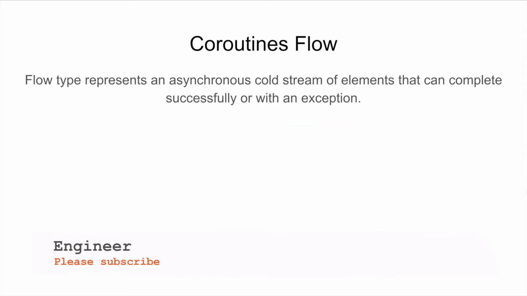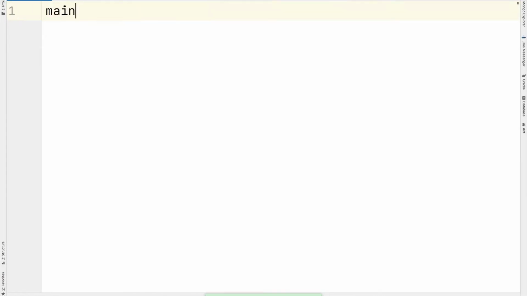A coroutine flow represents an asynchronous cold stream of elements that can complete successfully or with an exception. So today we will see how we can handle those exceptions while working with coroutine flow. So let's see it using some code. I'll go to my IntelliJ editor. Here I will start with a main function.